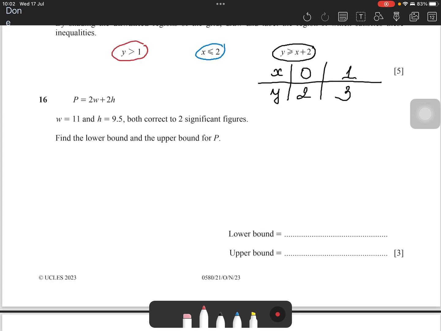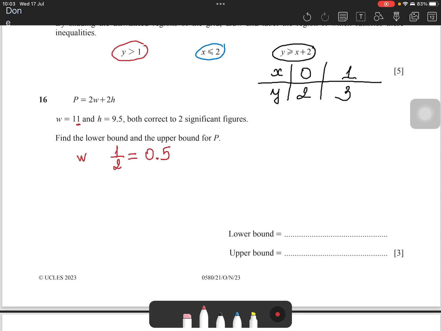Question 16. P is equal to 2W plus 2H. W is 11 and H is 9.5. Both correct to two significant figures. Find the lower bound and the upper bound for P. So first, let's talk about W. The second significant digit is in the units place. So for W, we need to divide 1 by 2 equals 0.5.